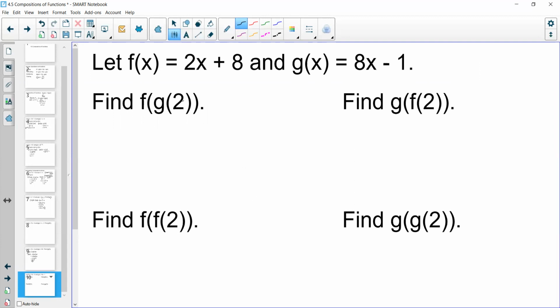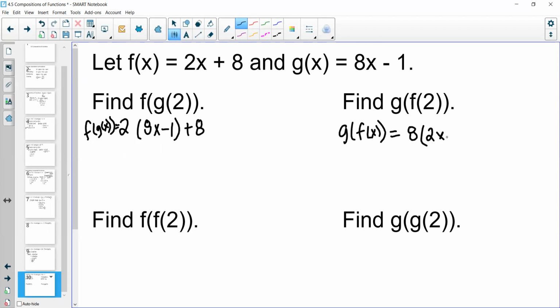When we're talking about f of g of x, those are the ones we've been doing before. So everywhere in the function f, we're going to put g of x. So this is 2 times 8x minus 1 plus 8, right? That's f of g of x. But we also could do g of f of x, meaning that everywhere in function g that there's a variable, I'm going to put f of x. So this one would be 8 times 2x plus 8 minus 1.